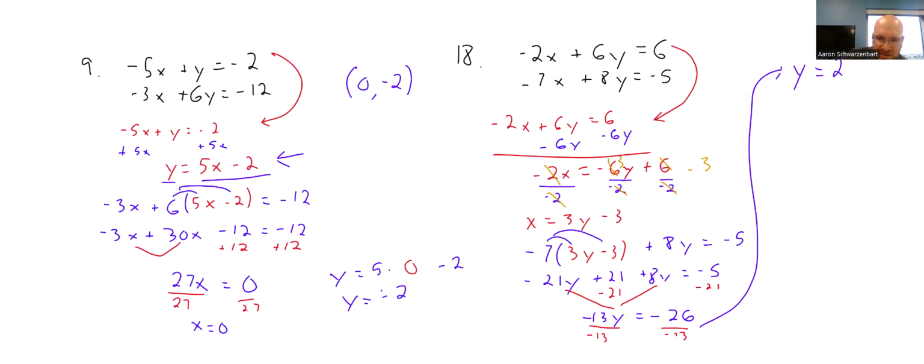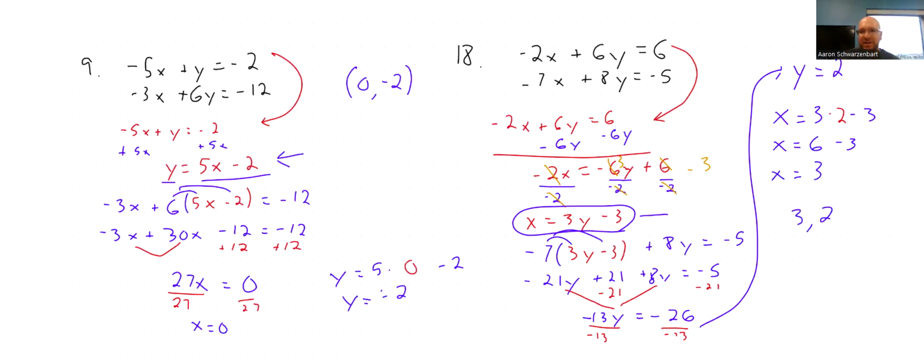And I'm going to use this equation right here. This one that says x equals. So now I've got y, so I've got to plug in for y. I'll use the x equals equation to solve for x. Y is 2. X equals 3 times 2 is 6, minus 3. 6 minus 3 is 3. I finish by writing my answers as an ordered pair. 3, 2.